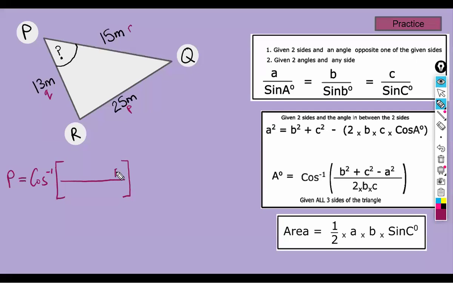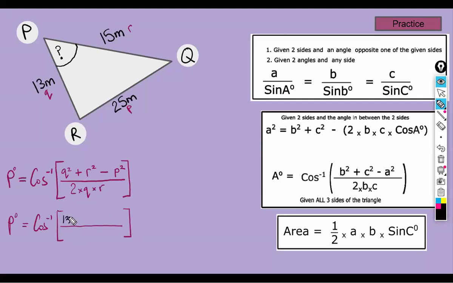So we know the last letter is going to be small p squared, because if we're trying to find capital P, the last letter on top is small p. The other two letters are Q and R. So it's going to be q squared plus r squared minus p squared, following the format. Underneath is 2qr. I hope I have the formula correct there, guys. Right. Let's substitute in some values here.